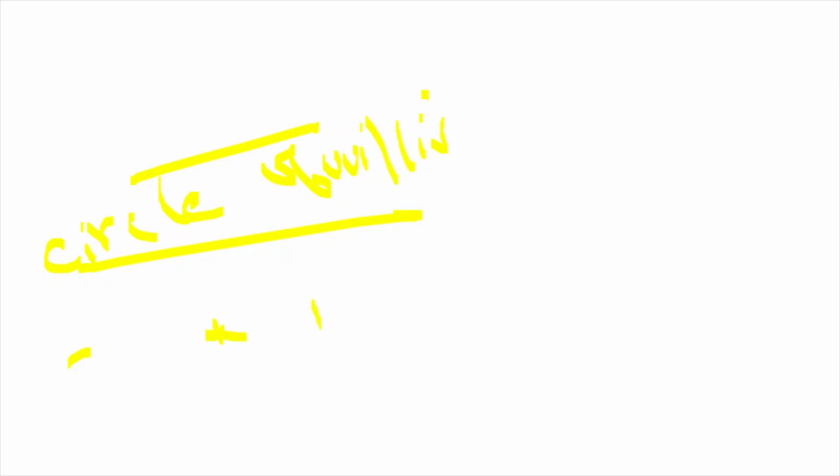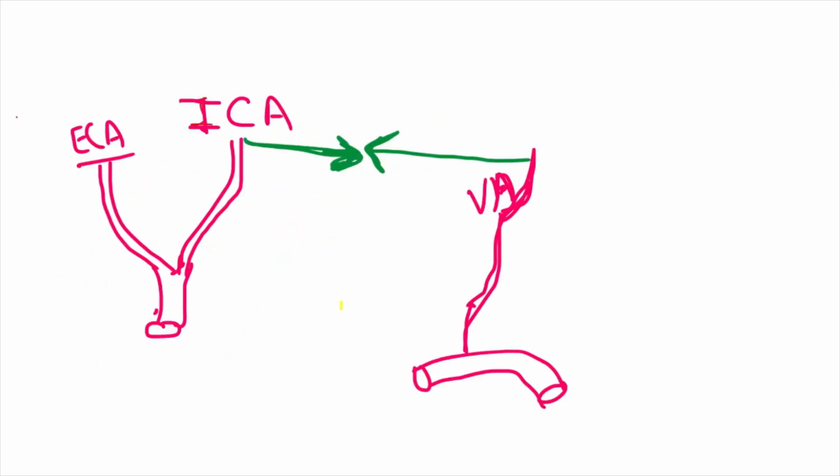Regarding the circle of Willis, also called the cerebral arterial circle or the circulus arteriosus. This is an important applied anatomy topic for MD medicine residents. We will see what the arteries are and where they are all supplying. Basically, it connects the two important systems, that is the internal carotid artery and the vertebrobasilar system.